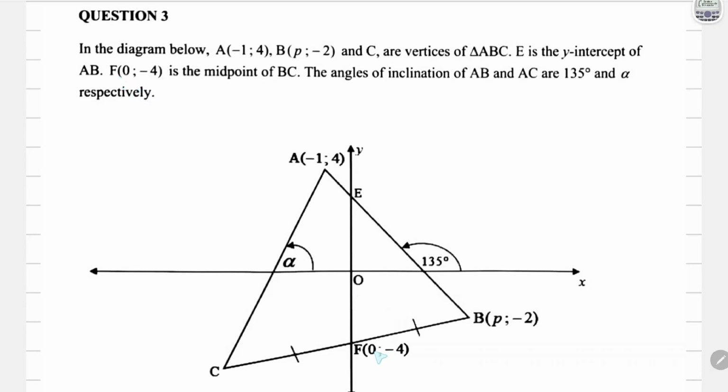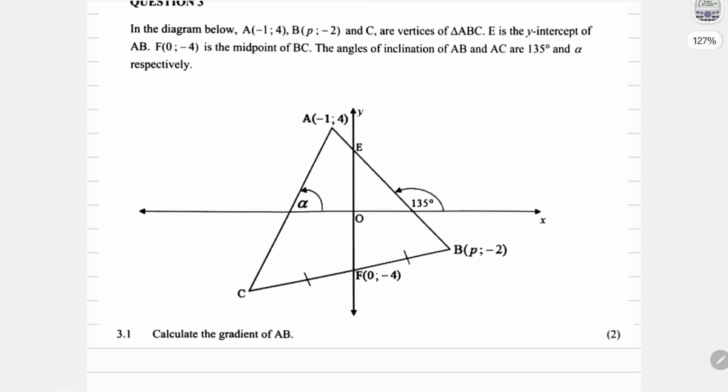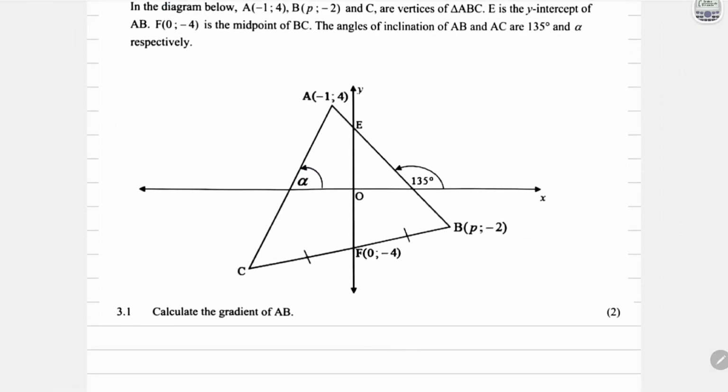And then they also tell us that F, which is (0, -4), is the midpoint of BC. And we have the angles of inclination of AB and AC are 135 degrees and alpha, respectively. The first question is to calculate the gradient of AB.